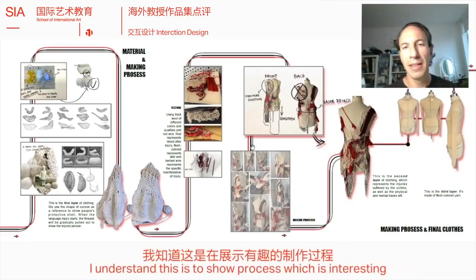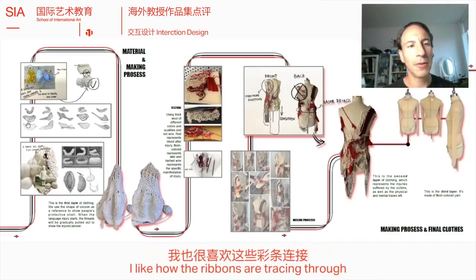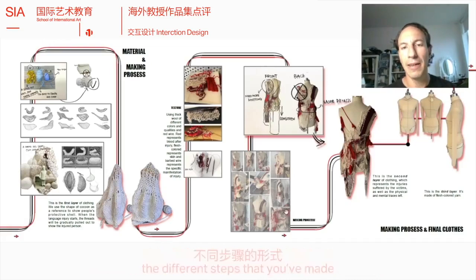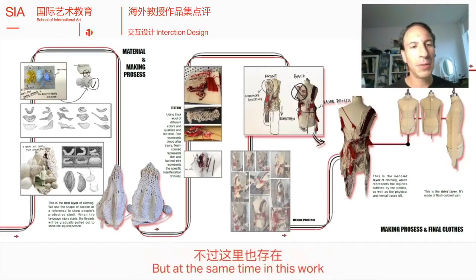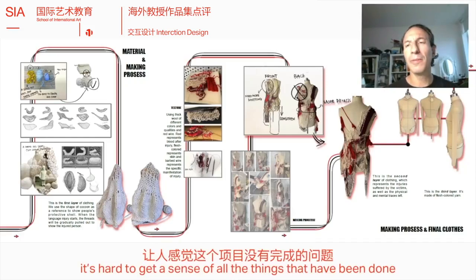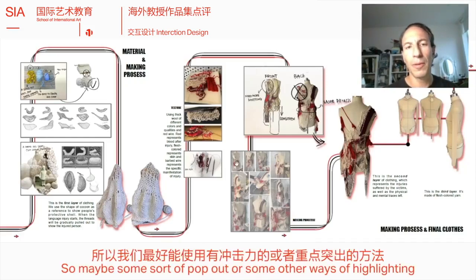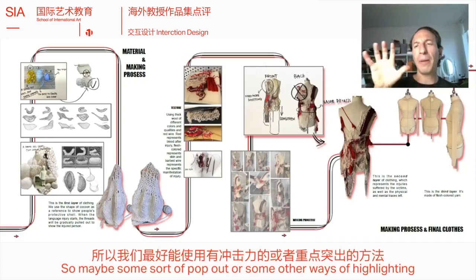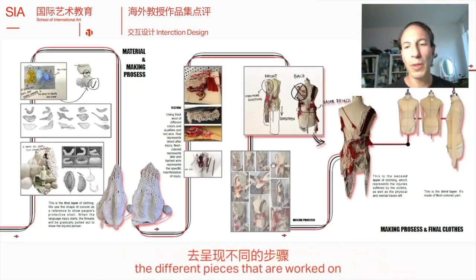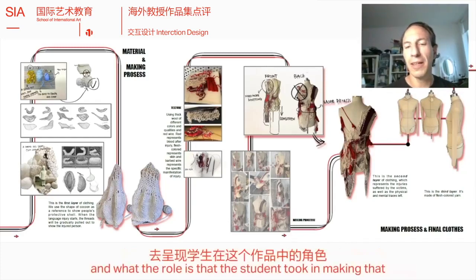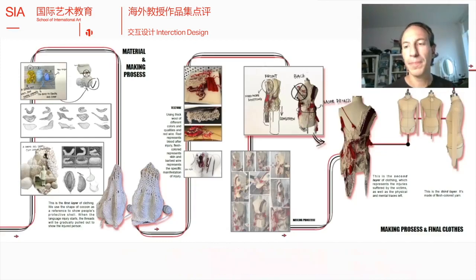I understand this is to show process, which is interesting. I like how the ribbons are tracing through the different steps that you've made. But at the same time in this work, it's hard to get a sense of all the things that have been done. So maybe some sort of pop-out or some other way of highlighting the different pieces that have been worked on and what the role is that this student took in making them would be really helpful for the tutors.